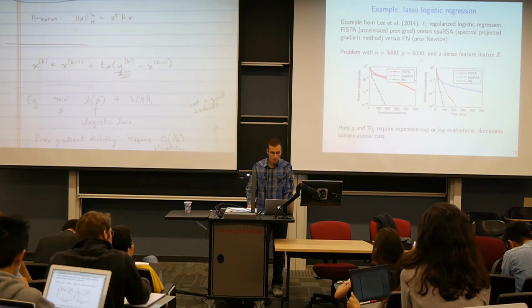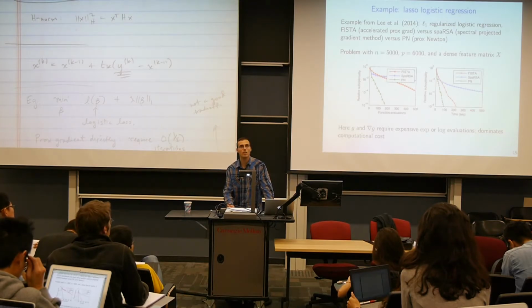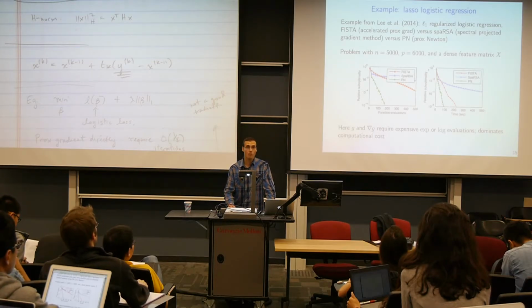It's a problem that's not huge, but not tiny either. So 5,000 observations, 6,000 features, and x is dense. This is just about the worst case for proximal Newton because the Hessian is dense. So it's a very challenging case for proximal Newton. It would only get much more favorable if the Hessian was banded or sparse or something.